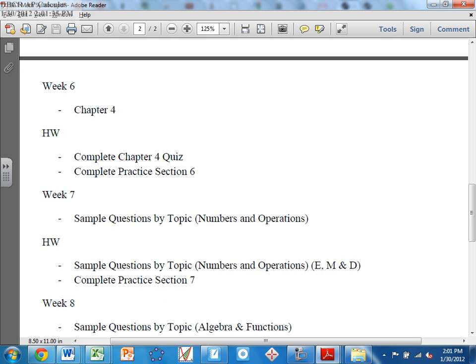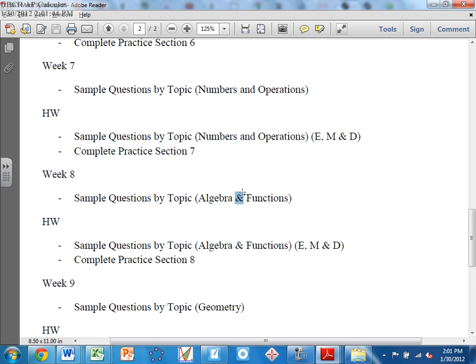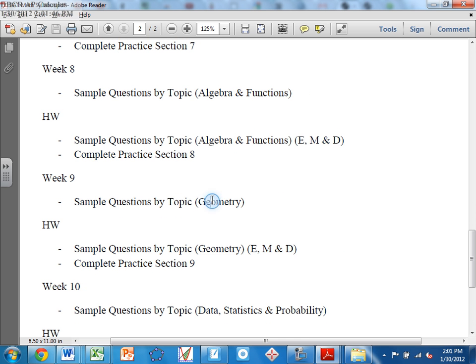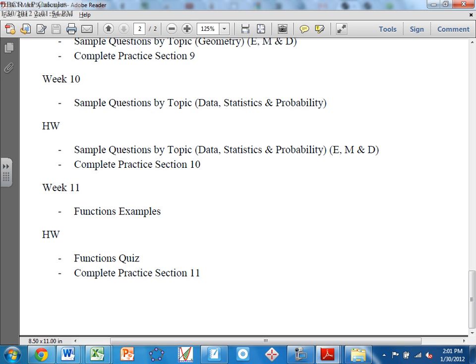Once we get to week 7, we're going to start going through sample questions, solving sample questions based on topic. First, numbers and operations. Then we're going to look at algebra and functions. Then in week 9, geometry. And finally in week 10, we'll specifically look at data, statistics, and probability problems. In week 11, we're going to go over some examples of functions and how functions are actually used on the SAT through every single problem. Functions are all over the place. So that's the 11-week overview.